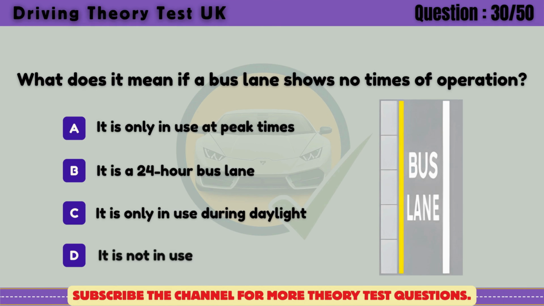Question 30. What does it mean if a bus lane shows no times of operation? Option A. It is only in use at peak times. B. It is a 24-hour bus lane. C. It is only in use during daylight. D. It is not in use.